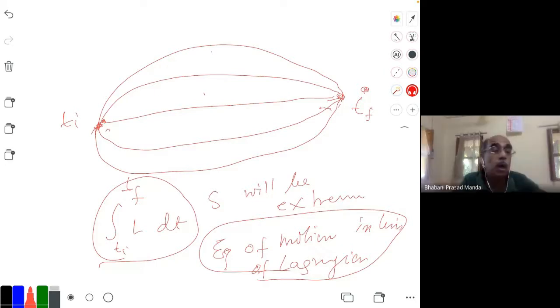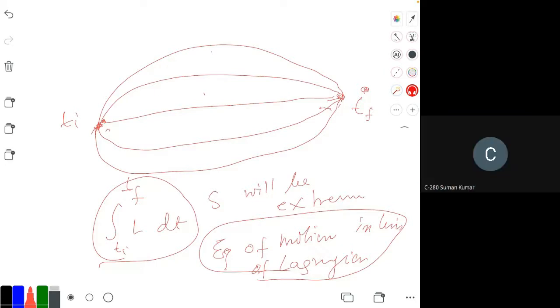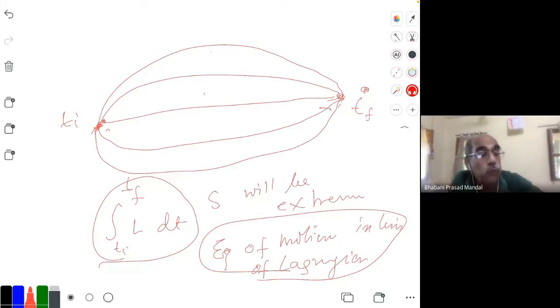Sir, is there any proof of Hamilton's principle? Principle never has any proof. Do you have any proof of laws? No, sir. Principles are like that. Hamilton was a very intelligent person. He gave a principle. Now you have to do experiments to verify whether it is correct or not. That's all. Laws and principles cannot be proved.